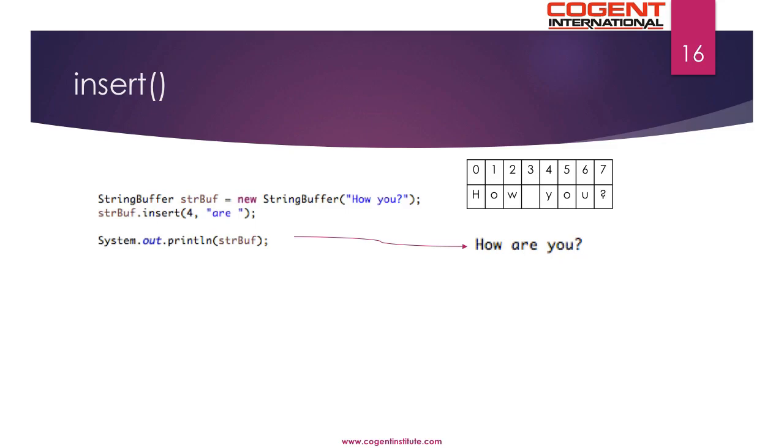Let's look at an example. So we have a StringBuffer object created with string literal "how you?", which is assigned to a reference variable strbuff of type StringBuffer. When we invoke the insert method on this reference variable by passing in the index value of 4, comma, the string literal "r ", we get the output of the StringBuffer as "how are you?". "r " is inserted at index 4.